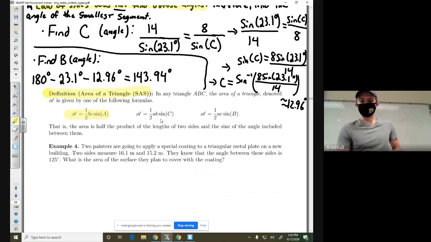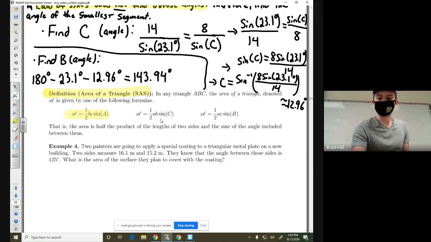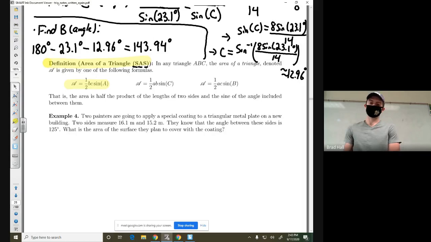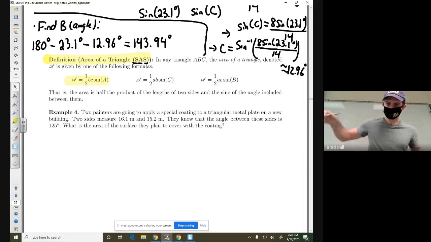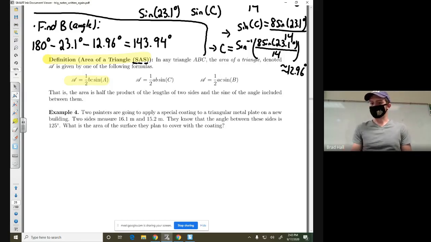So this is the area of a triangle. If you're given, so this is normally interpreted as side, angle, side. So two sides and an angle. So if you're given all of that information, you can determine the area of a triangle. So notice we don't need the height, we don't need the base, we just need two sides and an angle. And notice, for example 4, you give us two sides and an angle. Well, guess what? That's very convenient.